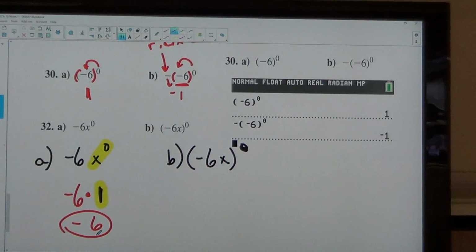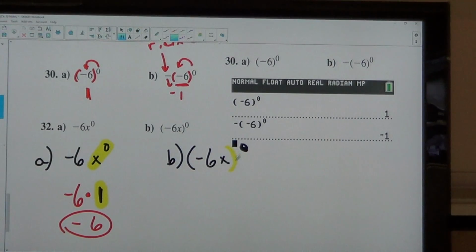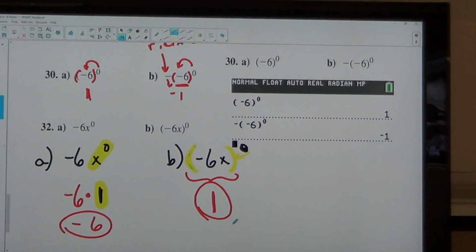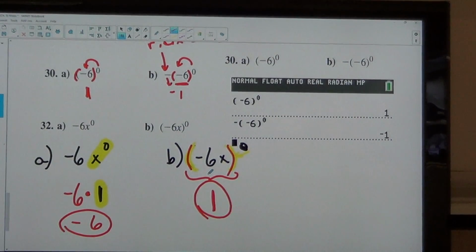So what is part B? What is the 0 physically touching? The parentheses. So the 0 is physically touching the parentheses, which means all of that is gonna turn into a 1. So when you do these, you have to ask yourself, what is it physically touching? That is what's gonna turn into a 1. You don't put x behind the 1, because the 0 turned that whole thing into a 1.